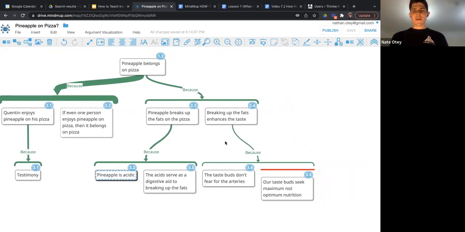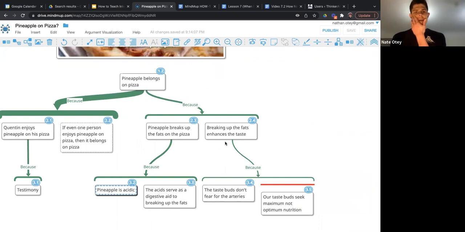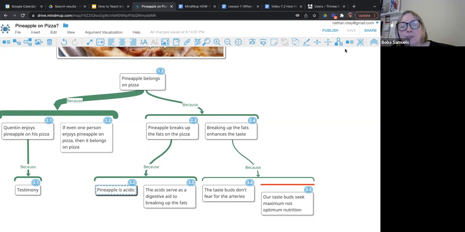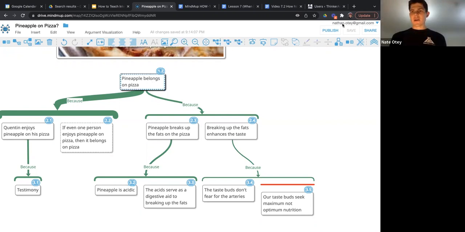Anybody else want to chime in on this before I take us back into thinking about intellectual charity more broadly? I'd love to hear if there's any other pineapple haters out there. Baba, you have your hand up. Yes, I had my hand up. I was going to argue that because there's a precedent for other fruit on pizza, namely tomatoes. So if tomatoes belong on pizza, so does pineapple. Great. Perhaps an argument from precedent.